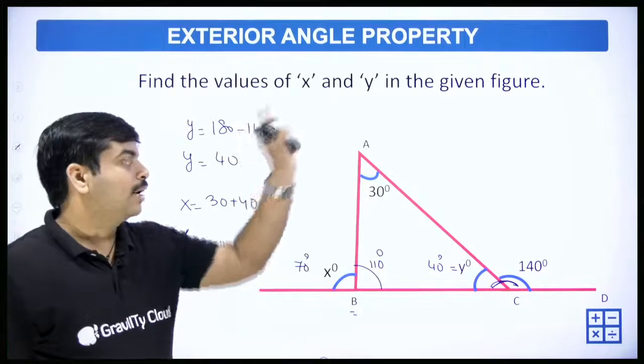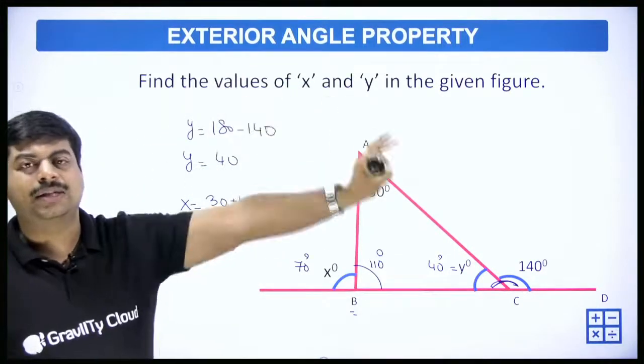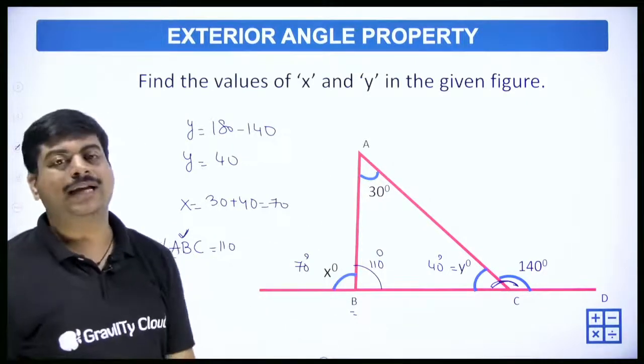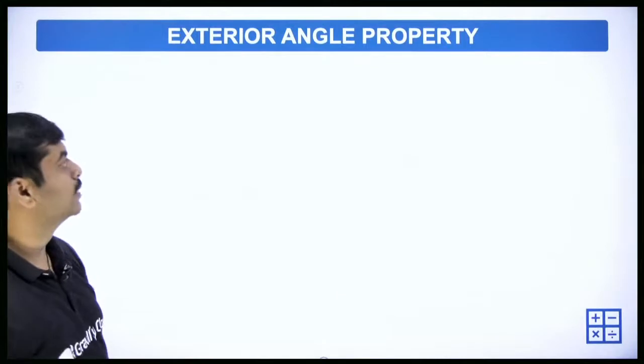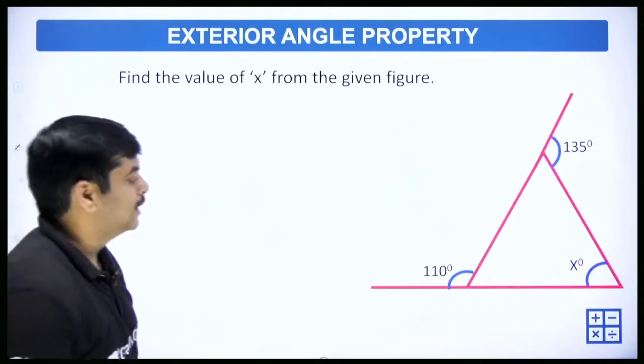Okay, that is how you can try to relate different angle properties, angle theorems, and lines and transversal theorems, and bring different relations among the angles to find all the unknown things. Okay, so one more question: find the value of x in the given figure. So what is this again?